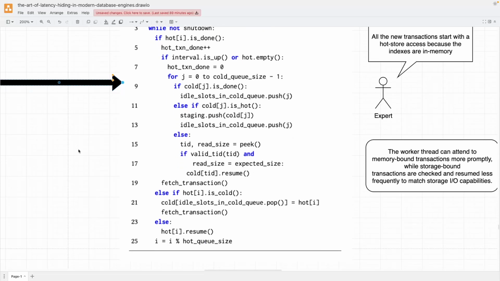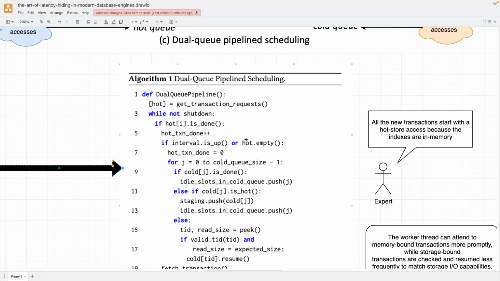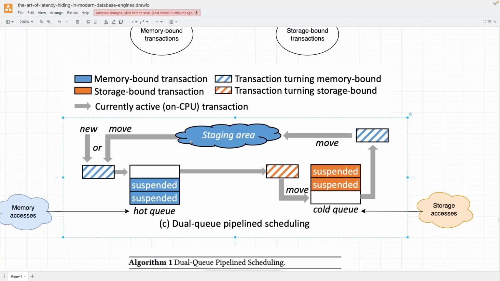So I'll pause here real quick. If there are any questions on the algorithm or on this approach, feel free to ask away. Okay, so there's one question in chat.